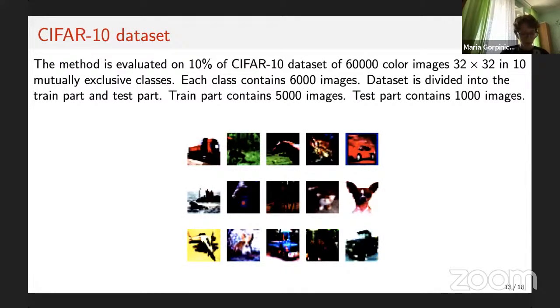Also, the proposed method was evaluated on 10% of the CIFAR-10 dataset of 60,000 color images, 32 by 32 pixels, in 10 mutually exclusive classes. Each class contains 6,000 images. The dataset is divided into the train part and the test part. In our case, the train part contains 5,000 images, and the test part contains 1,000 images, which is 100 images of each class. We used accuracy as an external criterion.